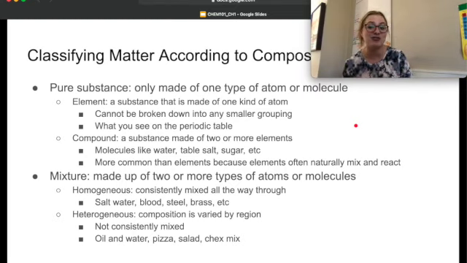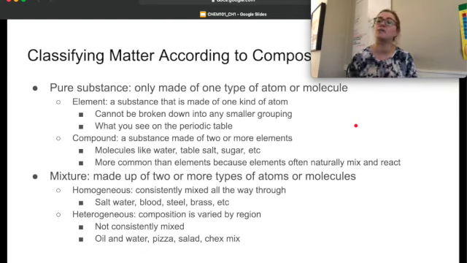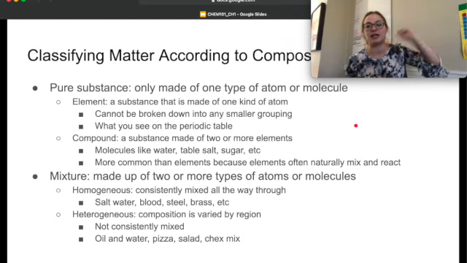However, in contrast, heterogeneous mixtures have a composition that varies by region. So it's not consistently mixed all the way through. A more chemistry example is oil and water. I might have some oil and some water in a jar together. You might have noticed this sometimes in salad dressings. They can separate out and you'll see the oily part at the top and the watery part at the bottom. It doesn't matter if I take that bottle and shake it.